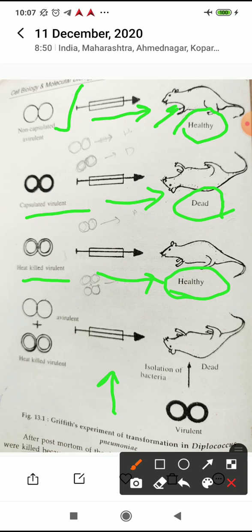When he injected a mixture of... now this is case C, actually. The strain was avirulent, unable to cause disease, and the mice remained healthy. Now what he did in the last part of the experiment, he injected a mixture of avirulent strain and heat-killed virulent strain into mice.